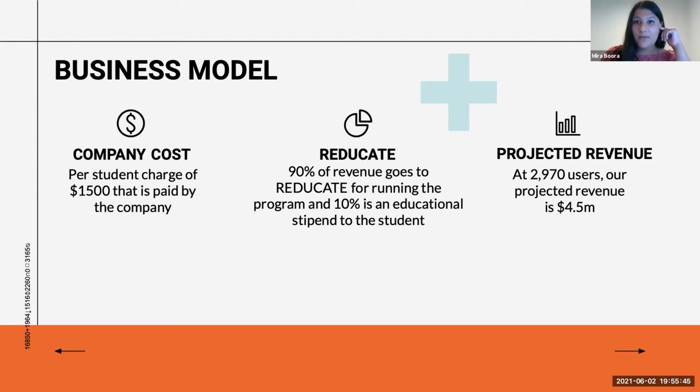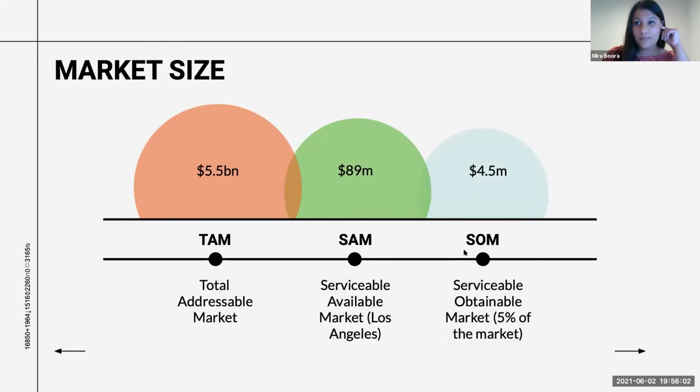So when it comes to the revenue, Reducate will get 90% of the revenue, and then 10% of the revenue will go back to the student as an educational stipend. For projected revenue at 2,970 users, our projected revenue will be $4.5 million. For market size, the TAM, the total addressable market, we're looking at about $5.5 billion. The SAM, the serviceable available market, which would be LA minority students, will be $89 million. And for SOM, serviceable obtainable market, which is going to be 5% of the market, it's going to be $4.5 million.